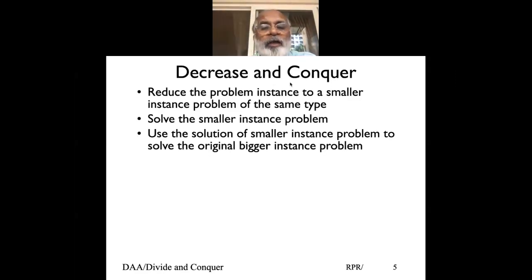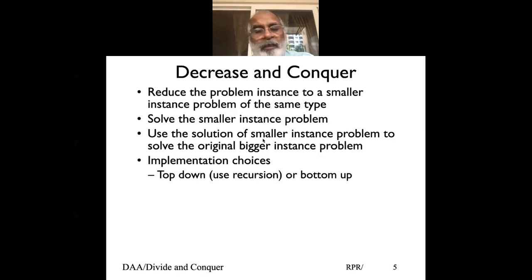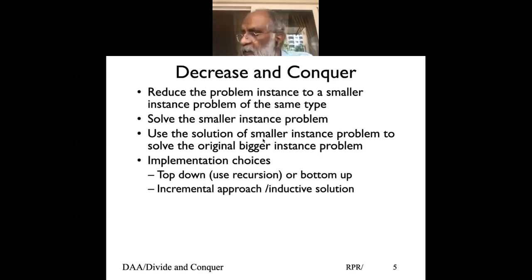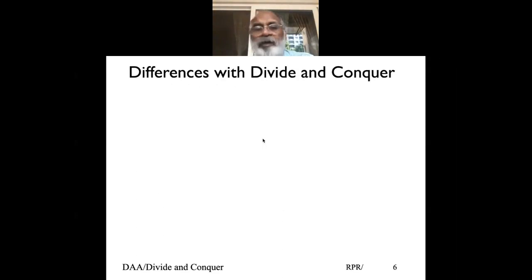And using the smaller problem, we use that smaller solution to build upon the larger problem, and that is what we basically do. Now, the approaches of decrease and conquer could be either top down, which is recursion, or bottom up, solve and then keep building upon it, or those kinds of choices. So let's look at the differences between divide and conquer versus decrease and conquer.